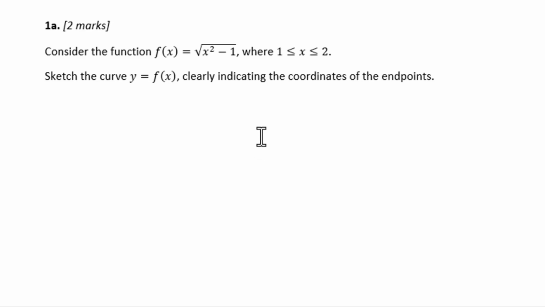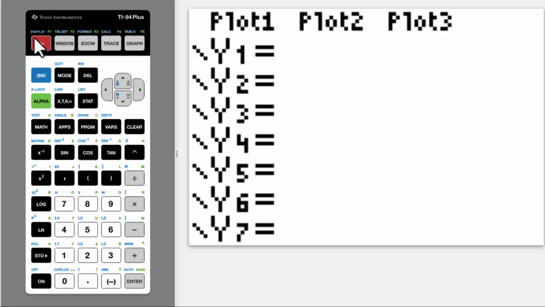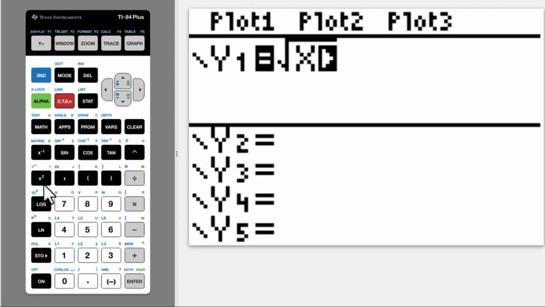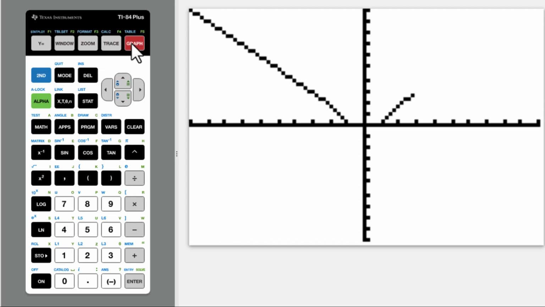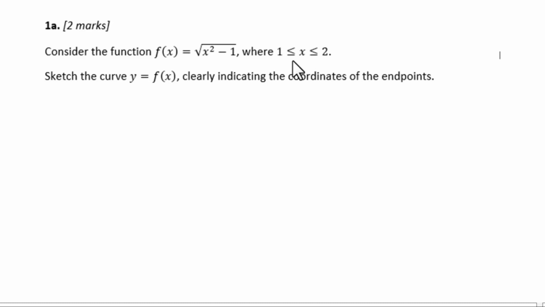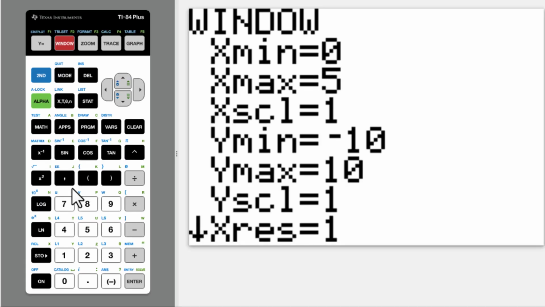First of all, we will go to a graphing calculator to sketch f of x equals the square root of x squared minus 1. Go to y equals, second, x squared, then x squared minus 1. Graph. Since x is greater than or equal to 1 and less than or equal to 2, we will change the window. Go to window, x from 0 to 3, and y from 0 to 5. Graph.